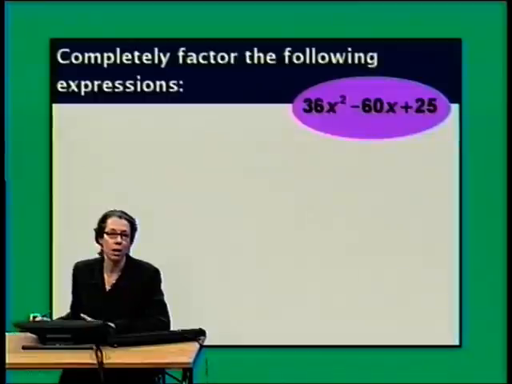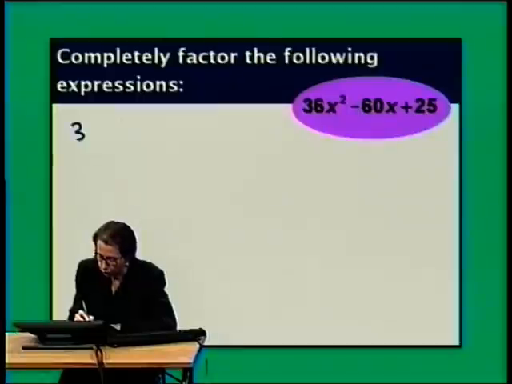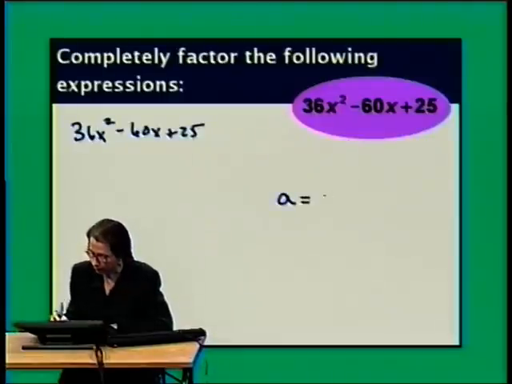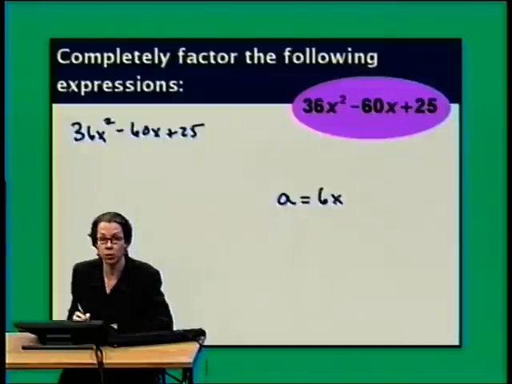So now, let's look at this particular trinomial. The three terms do not share any common factors other than 1. But what I'm noticing is both the first and the last terms are perfect squares. Perhaps this is a perfect square trinomial. If it is, then a would be 6x and b would be 5.